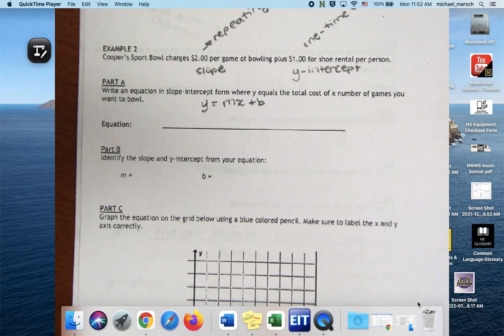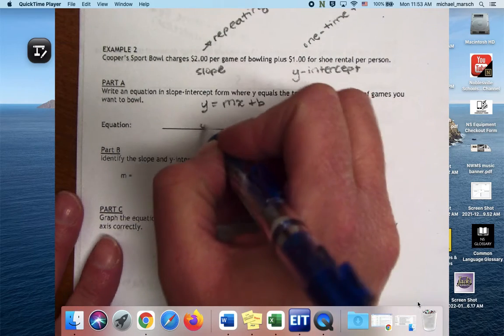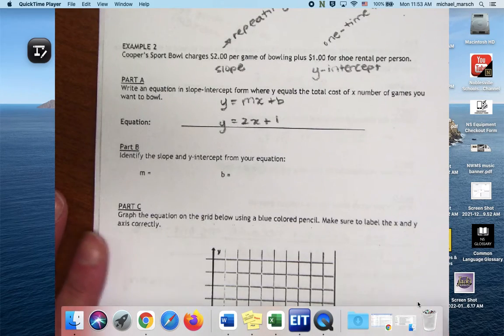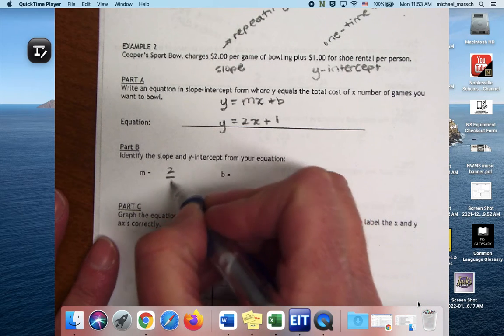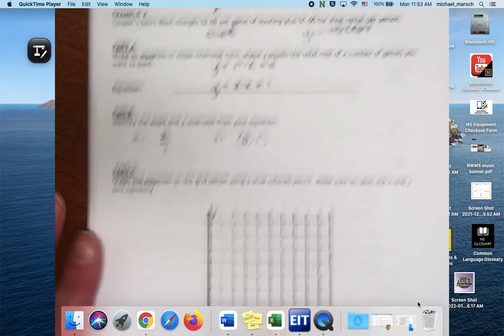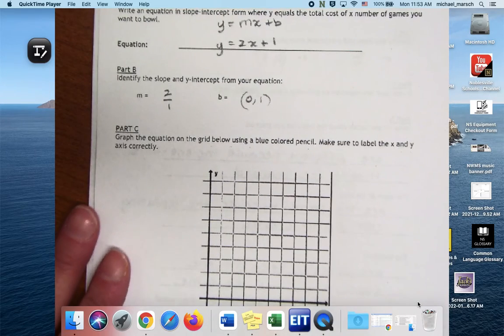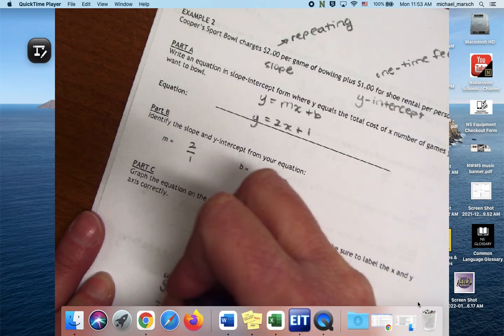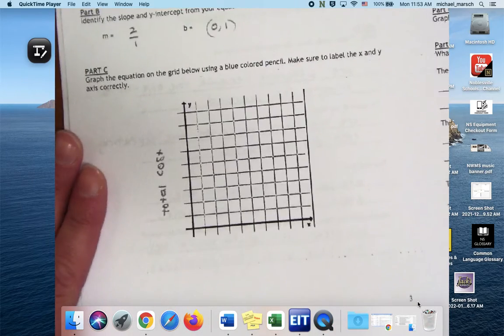What will be my equation for this scenario? Y equals 2x. Perfect. So then my slope is 2 over 1. My y-intercept is 0, 1. And then we'll label our graph again.